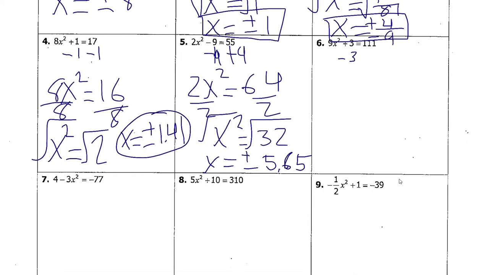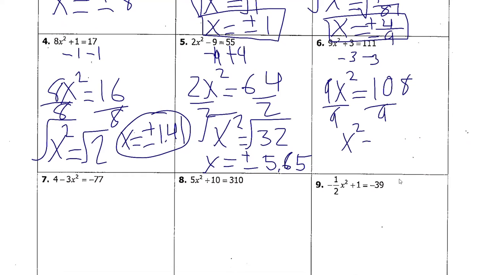Or 6, you subtract the 3, you get 9x squared equals 108. Divide by 9, you'll get x squared is 12. So if you square root both sides, the square root of 12 is approximately 3.46. And you can gauge if your answers are right if you know your perfect squares. For example, the square root of 16 is 4. The square root of 9 is 3. So I know my answer is going to be between 3 and 4.